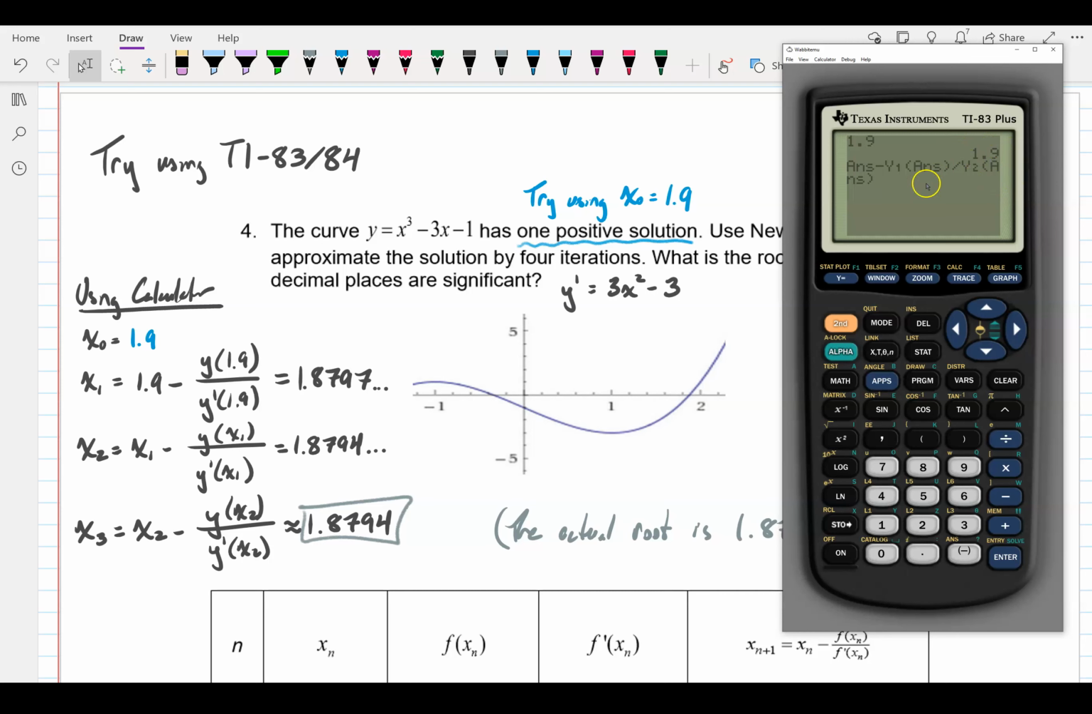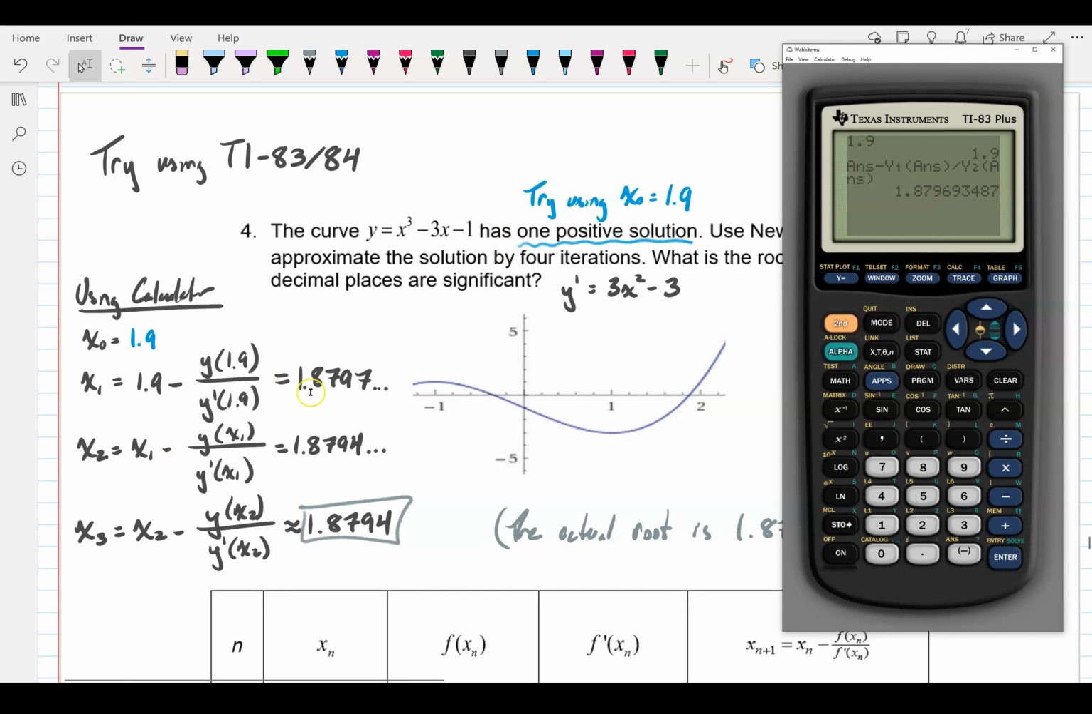And this is where the real spicy part comes in. This is what makes this method really good on a calculator. When you press enter, you get your first increment, or you get your second guess, or your better guess. So I wrote 1.8797 because it said 1.87969, so I just rounded it and for the rest, because you could write this whole thing out, but there's no need.